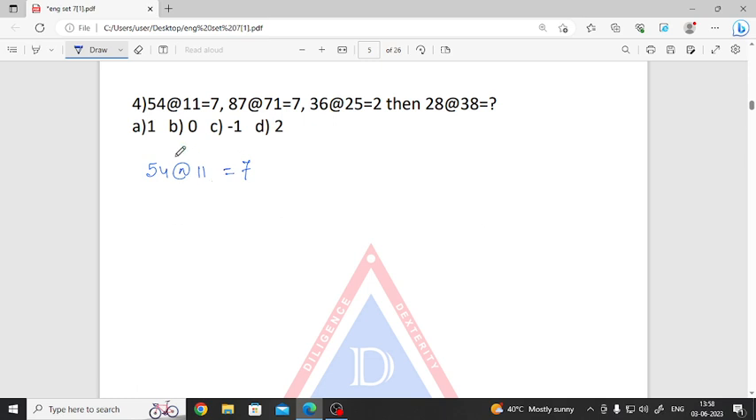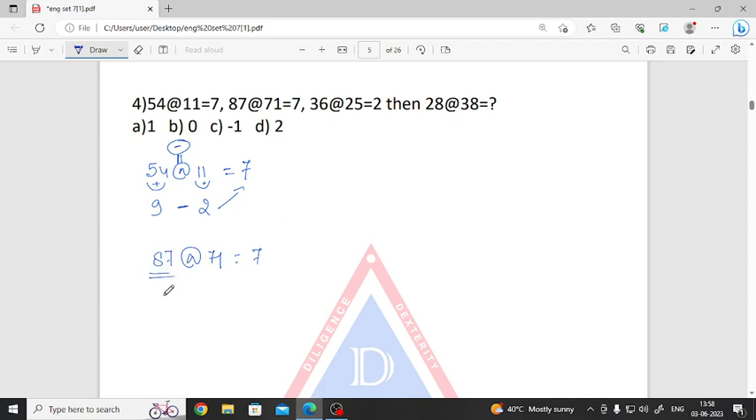How is 7 coming? If we look closely, just add these numbers, what do we get? Adding these two numbers, we get 9. And if we add these two numbers, we get 2, and minus, we get 7. That means at the rate is equal to minus. Let's see the next one. 87 at the rate 71 gives us 7.